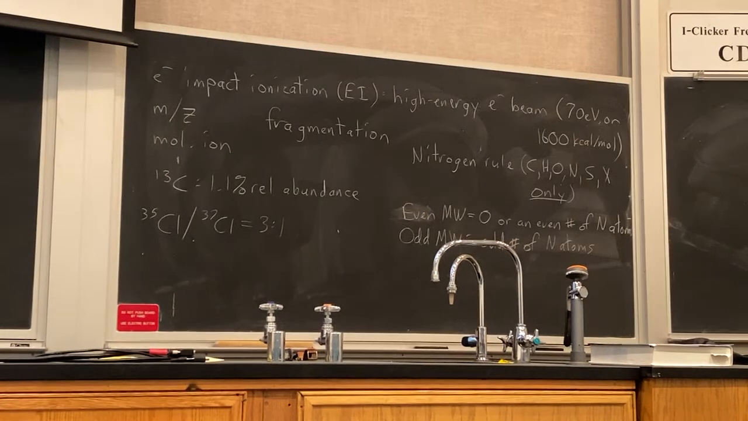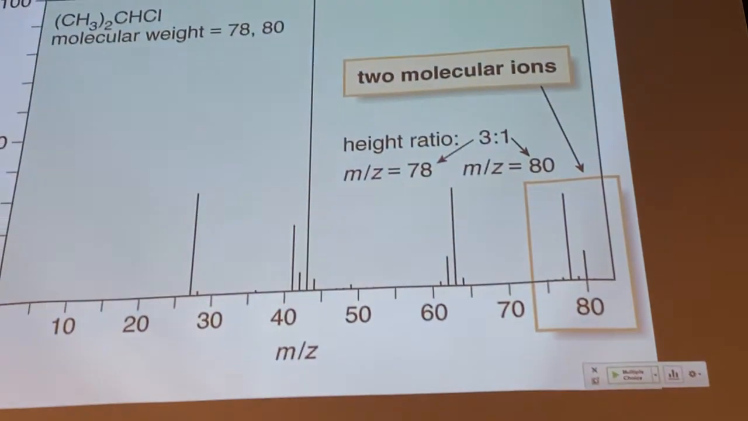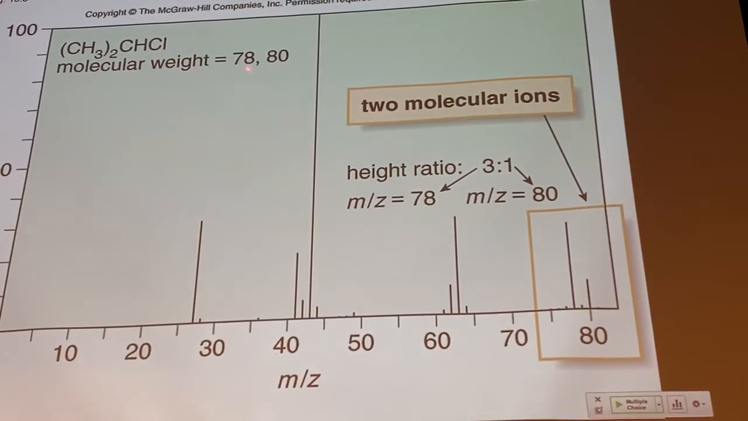So here's an example. This is isopropyl chloride. You would calculate what we call the exact mass by using the most abundant isotope of each atom. So we would use chlorine 35 and get an exact mass of 78. So we'd say this is our molecular ion, this is our M+2 peak, and with chlorine we would have a ratio of 3:1. So if we see that, we know we have a chlorine in our molecule. We've got to put a chlorine in our molecular formula. So that's very useful.